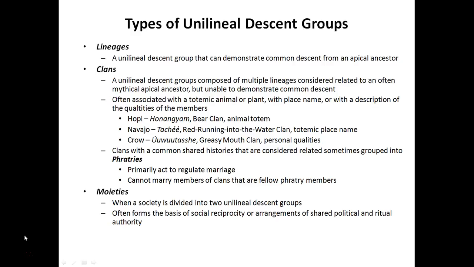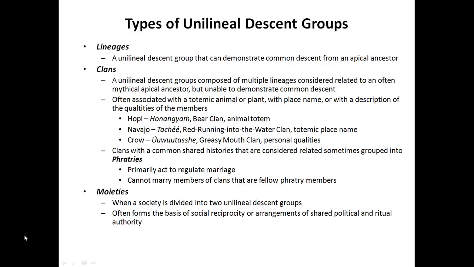Another form of unilineal descent group is the moiety, and that's when a society is divided into two unilineal descent groups. Here in the American Southwest, in the Upper Rio Grande, many societies have moieties that are metaphorically named for the seasons, for winter and summer, sometimes literally winter and summer, other times turquoise and butterfly, or turquoise and squash, where turquoise metaphorically is related to coldness of winter, and butterflies and squash with the growth of summer.